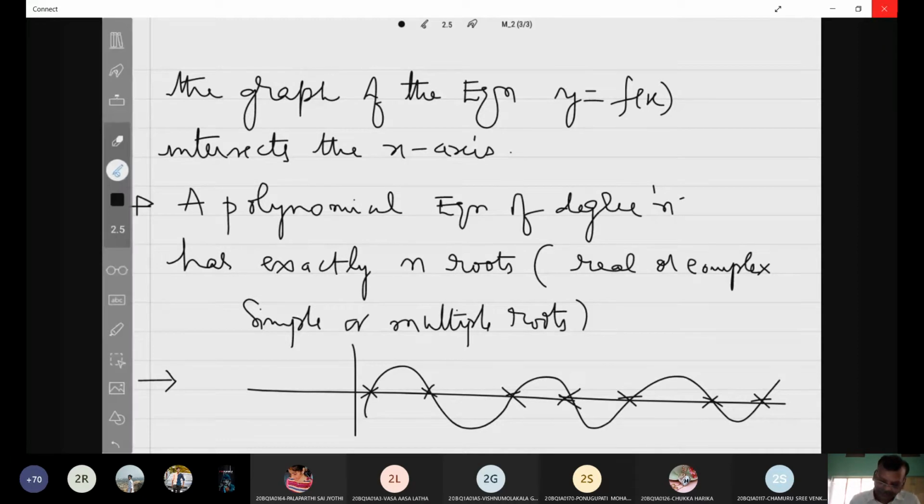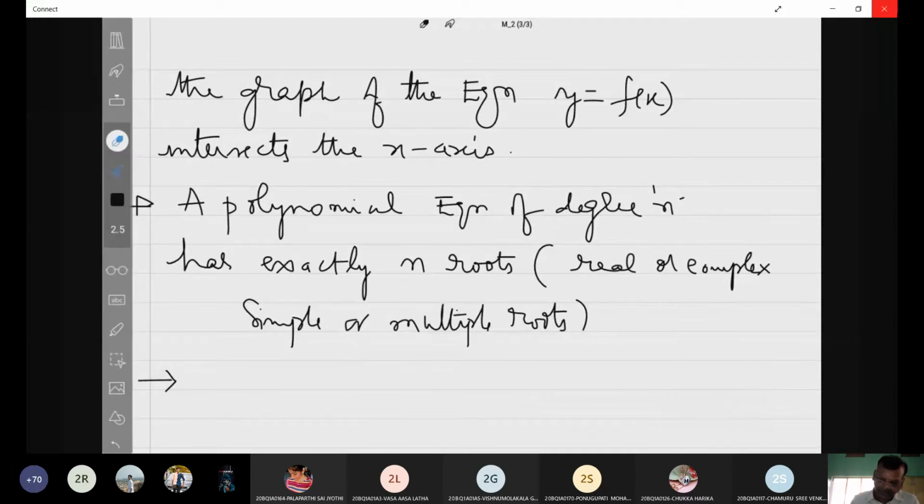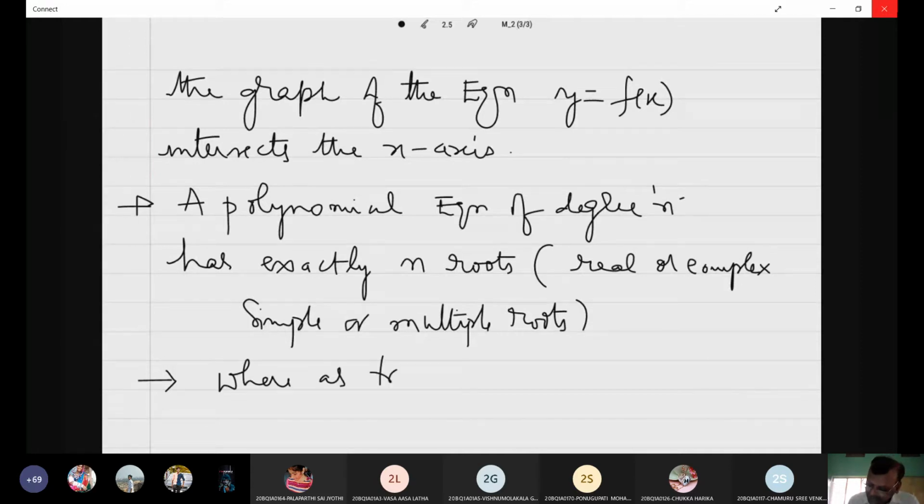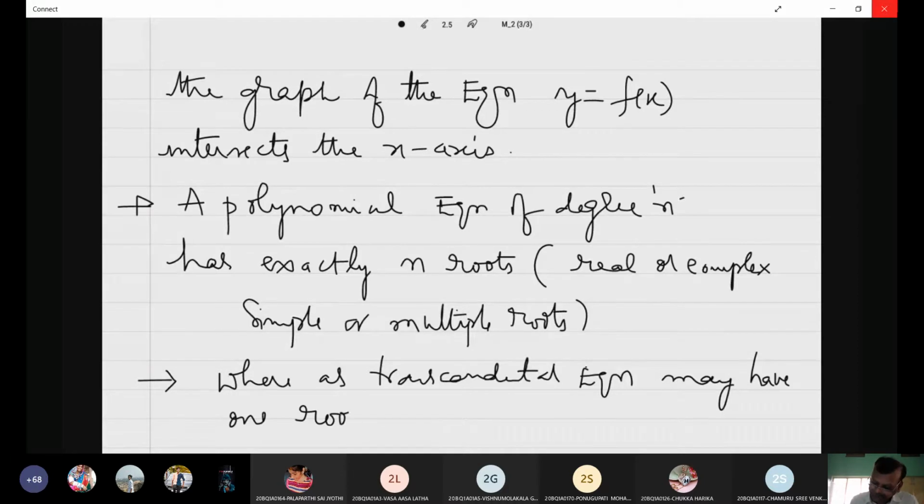Okay, note that point, all of you. Now, a transcendental equation may have one root or an infinite number of roots, depending on the problem, depending on the polynomial, or no root. Sometimes there may be no root also; there is no rule that it must exist.